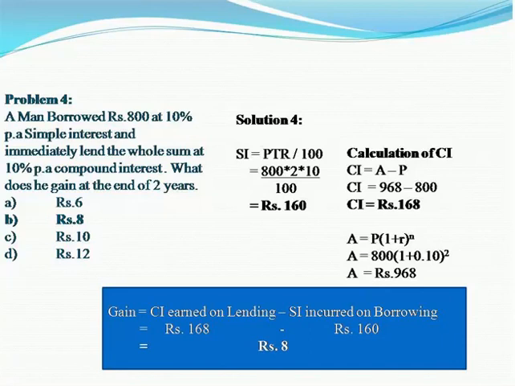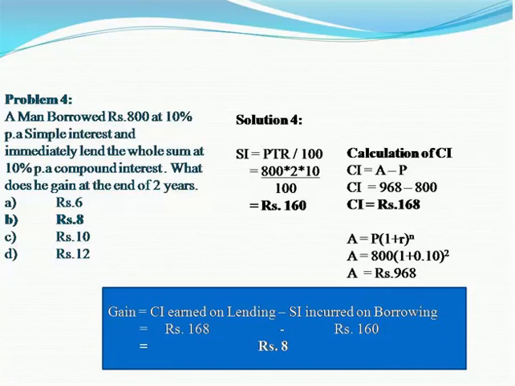So we know simple interest is nothing but PTR divided by 100. So 800 is the sum, that is P, into number of years is 2 years, into rate of interest is 10. So here simple interest comes up to rupees 160. Next is calculation of compound interest. We know compound interest formula is A minus P, and A is nothing but 800 in the bracket 1 plus 0.10 raised to 2. So A comes to rupees 968.